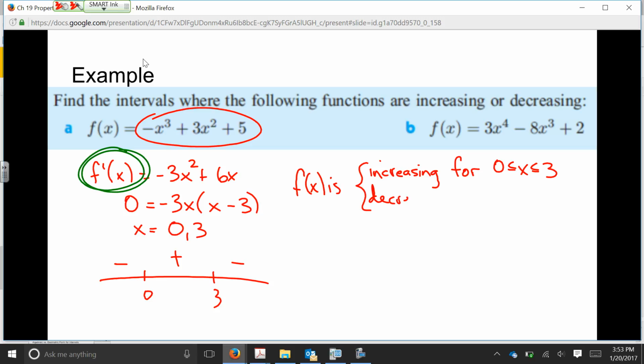And it's decreasing for x is less than or equal to 0 and x is greater than or equal to 3. Okay? No big deal. We kind of understand what's going on.